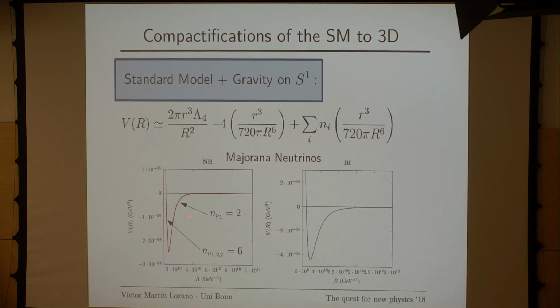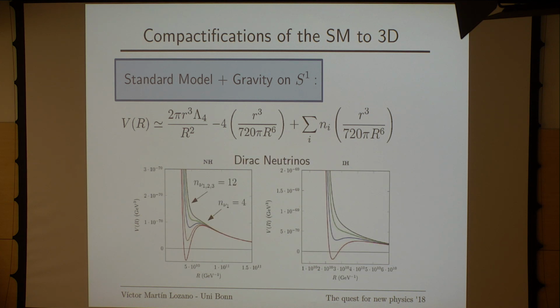So if we increase the mass of the neutrinos, as the next term is negative, what this is going to do is just develop a deeper minimum. What this is telling us is that for every mass of the Majorana neutrinos, we always develop an AdS vacuum.